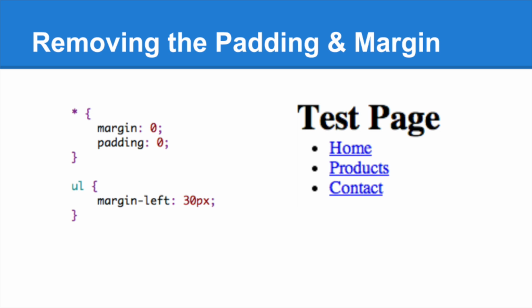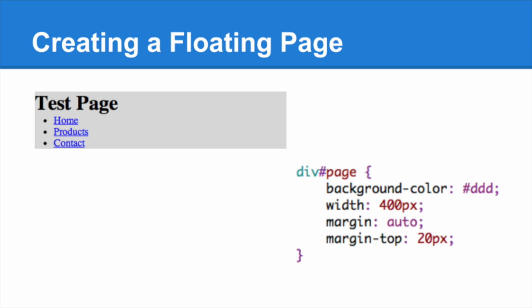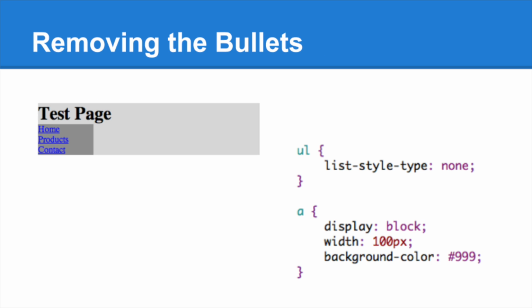So what I've done, I've got rid of all the margins, added a bit so you can see the bullets. I then just create a bit of a float there. So div page, background colour, width 400, margin auto, margin top. So I can see it on the page now. I can see my block. ul list-style-type none. That's the key. That loses those bullet points. They're gone now. Display block, width 100 pixels, background colour.